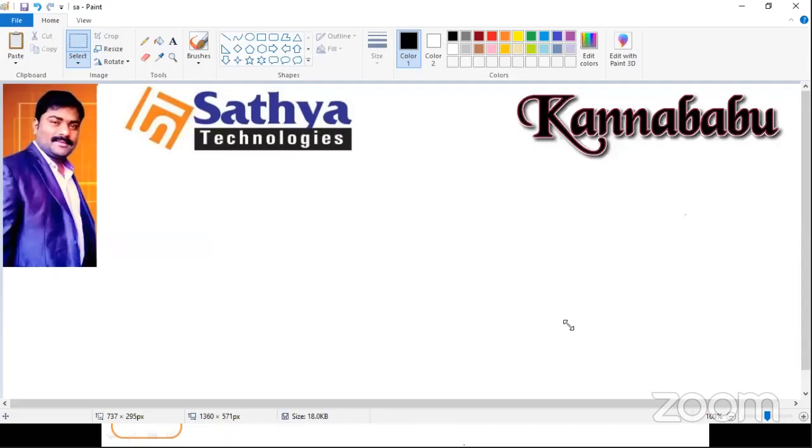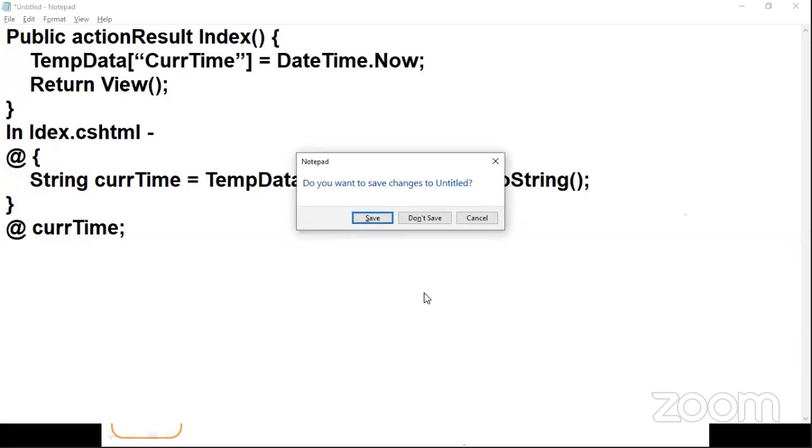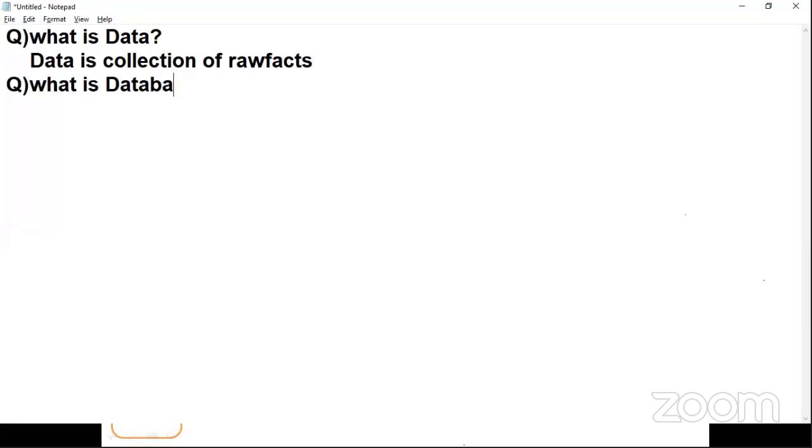So data is a collection of raw facts. Simply I can tell some points here. First I'm discussing what is data. Simply, data is a collection of raw facts. Is it clear? Next I can ask you, what is database? Database is a collection of information.